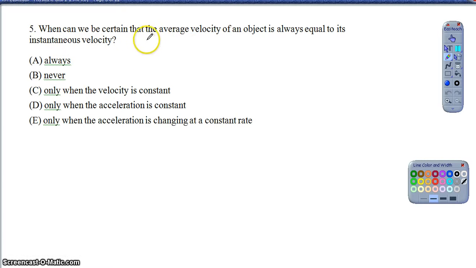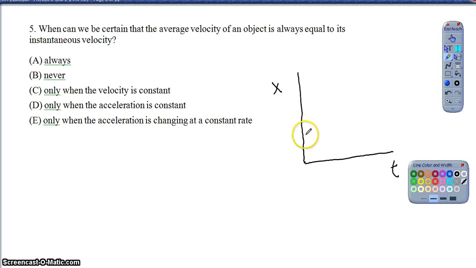So when can we be certain the average velocity of an object is always equal to the instantaneous velocity? Always, never, only when the velocity is constant, only when the acceleration is constant, only when the acceleration is changing at a constant rate. Well, if we think about this, right, if I'm thinking in terms of my velocity versus time graph, or actually let's even just think about my position versus time graph first.